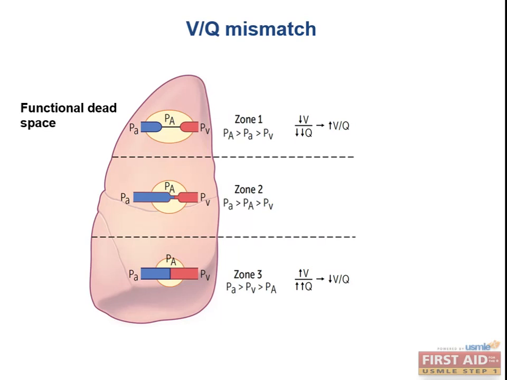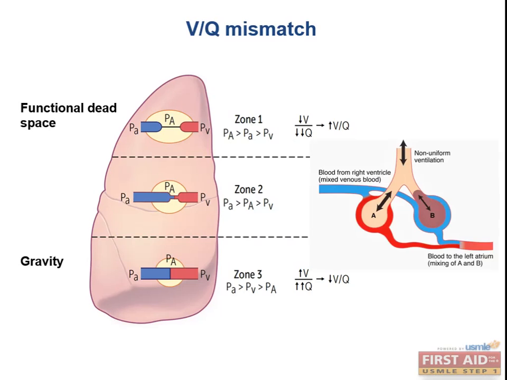And perfusion is greater than ventilation at the bases of the lung, where you get wasted perfusion. As you can see, perfusion is a function of the interaction between pulmonary artery pressure, pulmonary venous pressure, and alveolar air pressure. It is worth noting, however, that both absolute ventilation and absolute perfusion are greater at the base of the lung than at the apex. However, gravity increases perfusion more than ventilation.